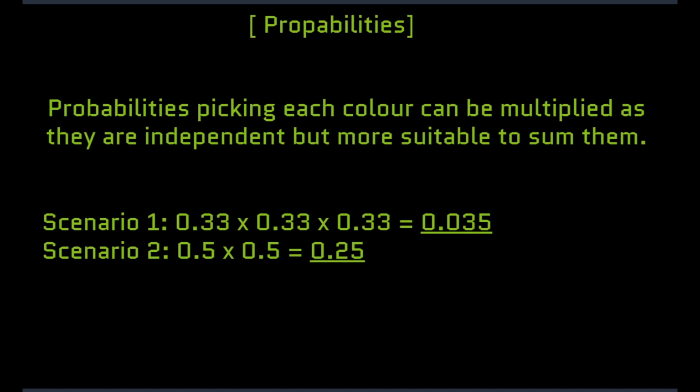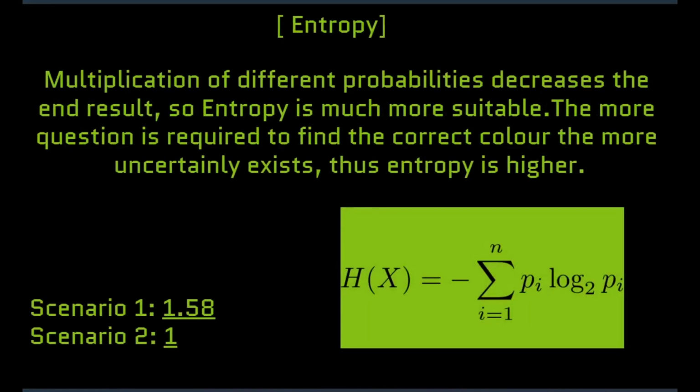Our conclusion is that multiplication of different probabilities decreases the end result, so entropy is much more suitable. The more questions are required to find the correct color, the more uncertainty exists, thus entropy is higher. And the formula for entropy can be seen here.